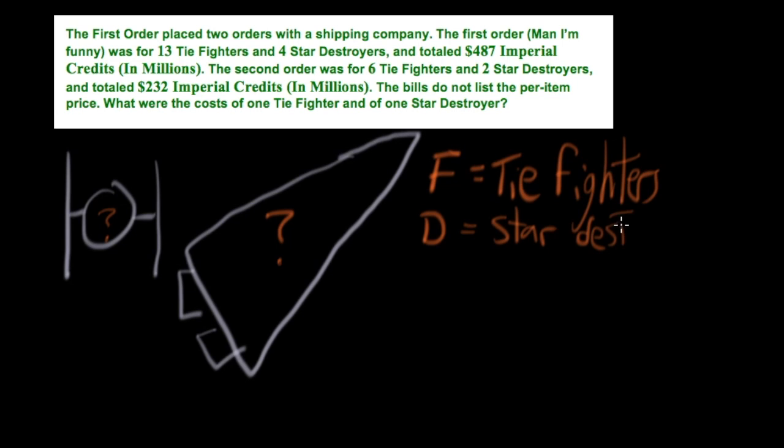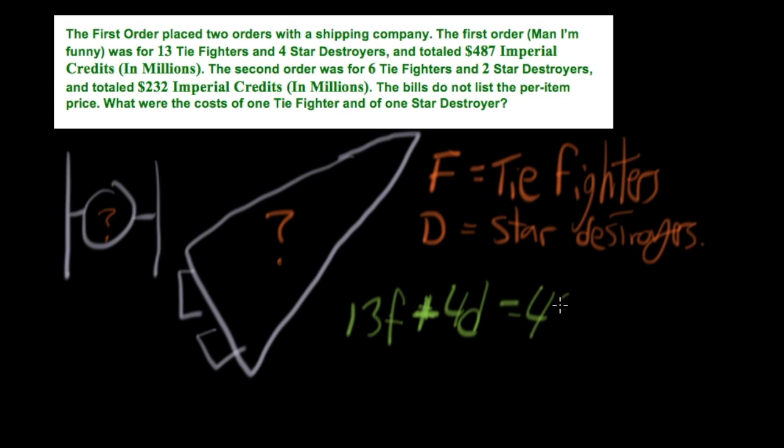And when you're thinking of systems, you want to basically try and capture both situations. So the first situation is 13 TIE fighters, so 13F, plus 4 Star Destroyers, 4D, and that equaled 487.